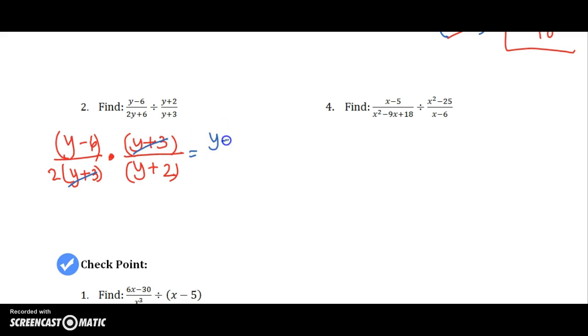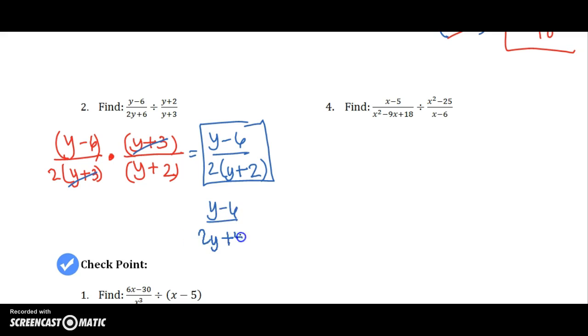So my answer is y minus 6 over 2 times y plus 2, and you can leave it in this form. The reason I'm saying leave it factored out is because in case there was something else to cancel, you have checked it. Your book may have the answer as 2y plus 4. I will accept either way.